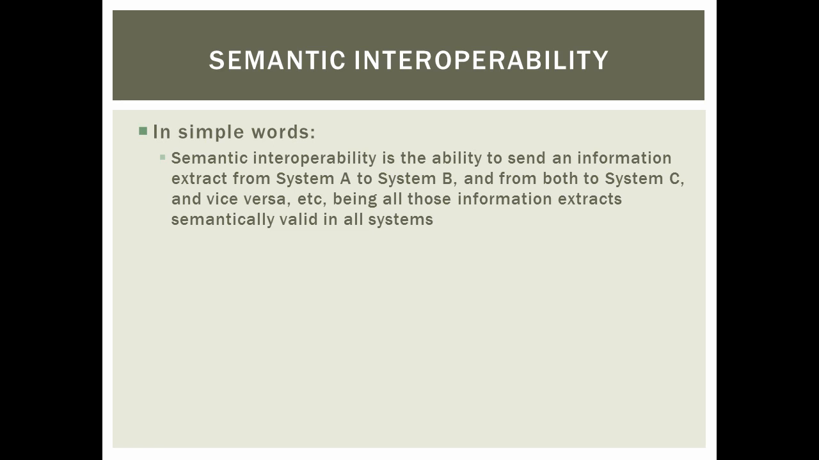What is semantic interoperability? Semantic interoperability is the ability to send an extract of information from system A, which was developed independently. So system A will send a data extract to system B, and system A and system B were developed independently by two software companies. System A sends this data extract to system B, and system B and system A send data extracts to system C, and vice versa, in all the directions that you can imagine.